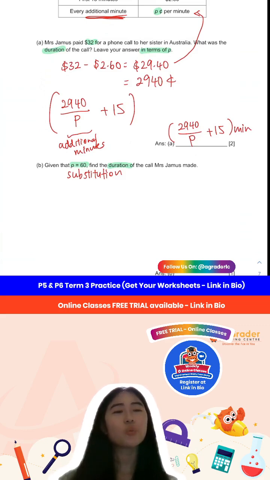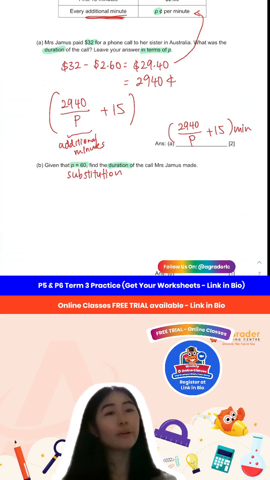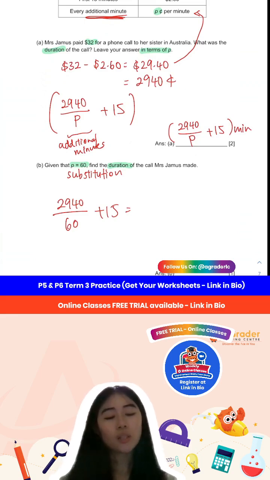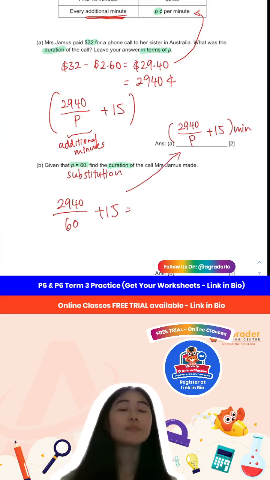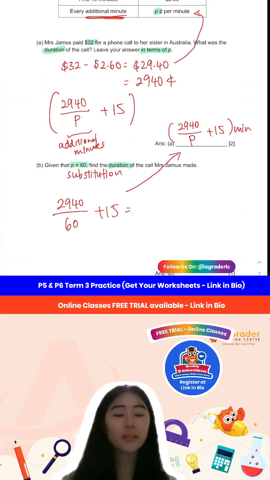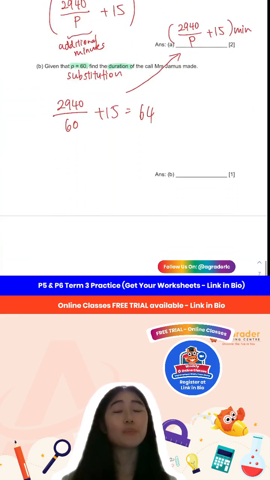Okay, but the rest of you, very good, is correct. So I'm just going to substitute P as 60. Instead of P, I will just put 60. So this is based on your answer in part A. And then you just put this whole thing into the calculator, you will get 64. So that's the answer, 64 minutes.